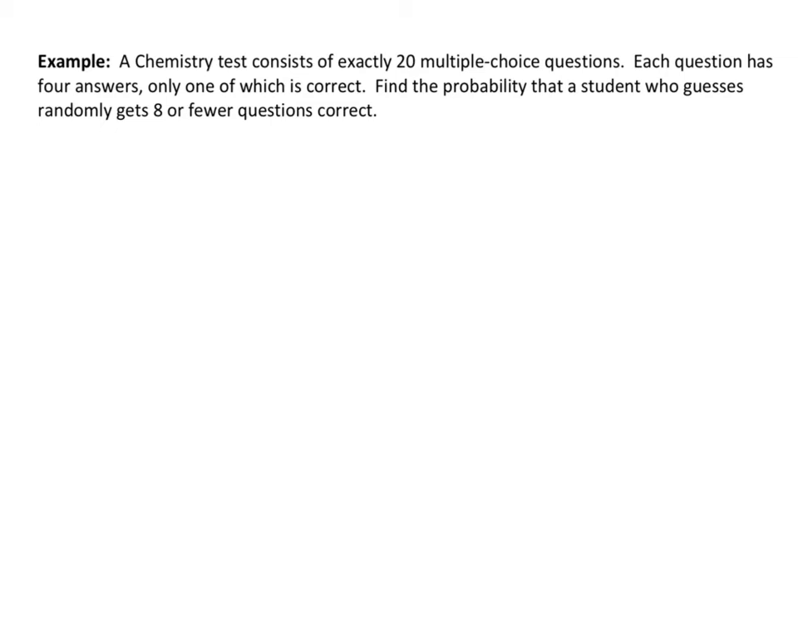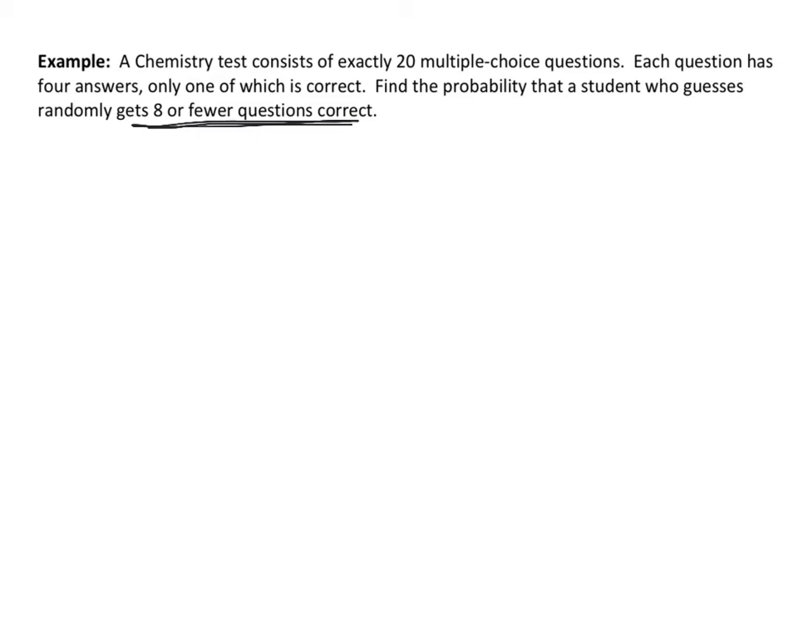A chemistry test consists of exactly 20 multiple choice questions. Each question has 4 answers, only one of which is correct. Find the probability that a student who guesses randomly gets 8 or fewer questions correct. Notice that in this one, I'm not asking about exactly 8. I'm saying 8 or fewer questions correct. Okay?